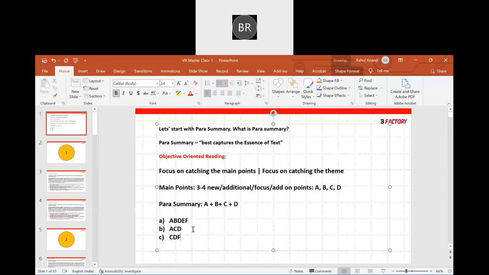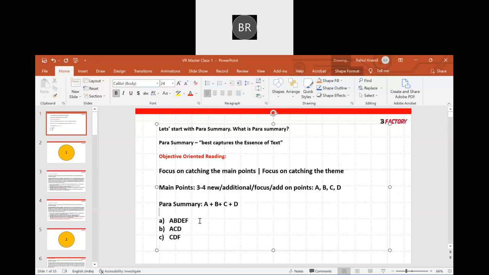So, amongst these three options, which one will be the correct answer? Batao chatman. A, B, C, D are main points in the passage, right? And if you have these three options, which one becomes the correct answer? Yes, Yash, correct, it's two.